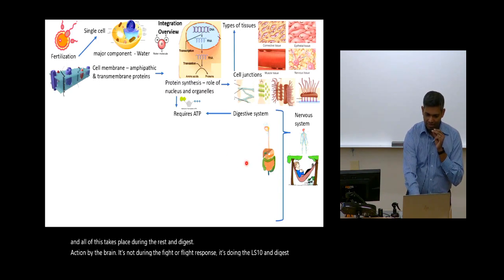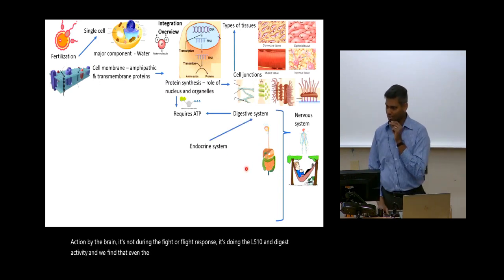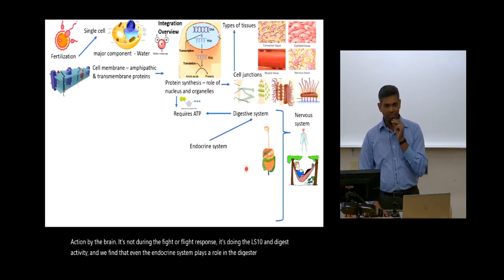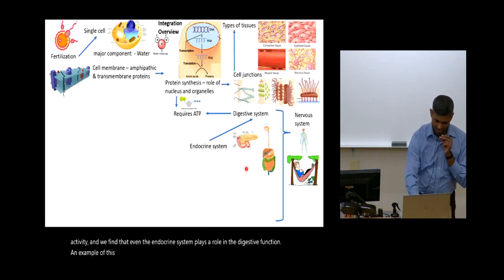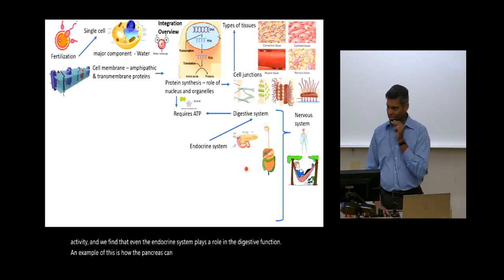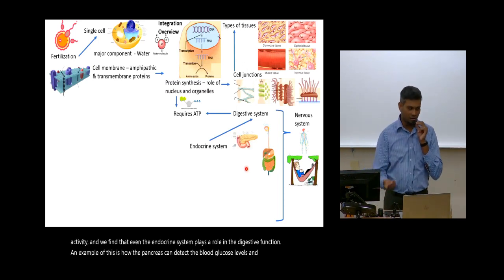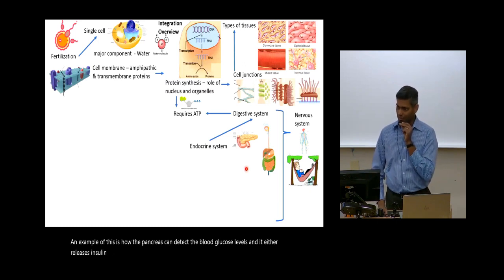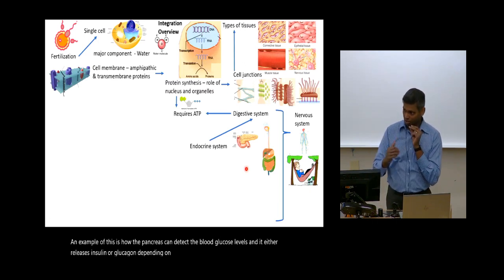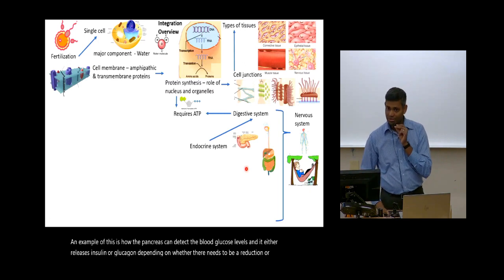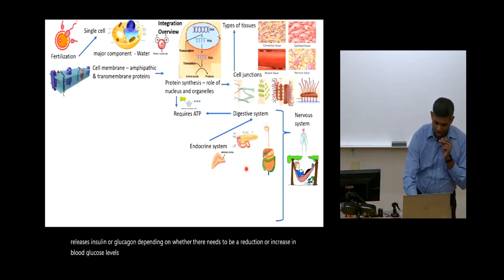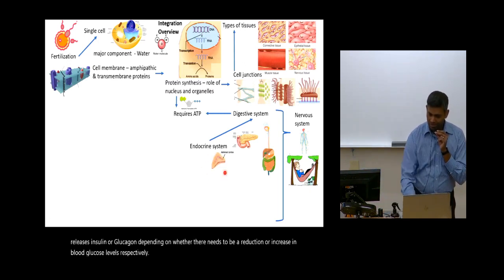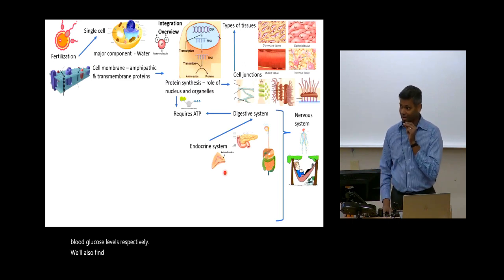And we find that even the endocrine system plays a role in the digestive function. An example of this is how the pancreas can detect the blood glucose levels, and it either releases insulin or glucagon depending on whether there needs to be a reduction or increase in blood glucose levels respectively. We'll also find that the adrenal glands, the glands sitting on top of the kidneys, can also play a role in digestive function.